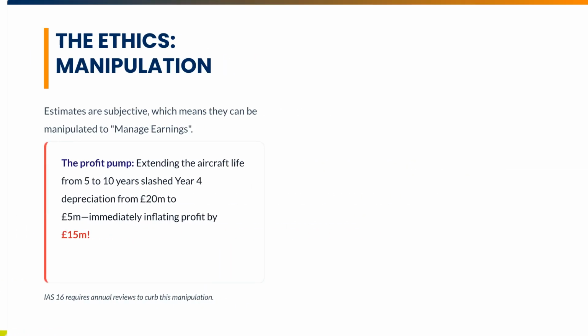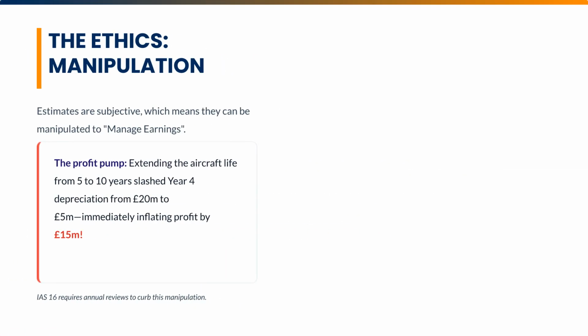Because estimates are subjective, they can be used to manage earnings. In this case, extending the aircraft's life effectively inflated the year 4 profit by £15 million. Therefore, accounting standards require annual reviews of these estimates to prevent such manipulation. In conclusion, depreciation is a systematic allocation of the cost of most physical assets to match the revenue they help to generate.